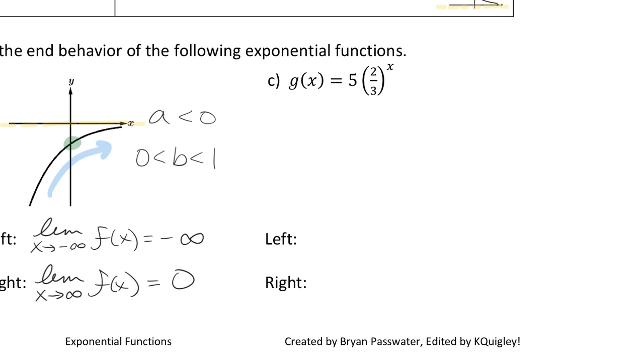Looking at this equation, what is the A value? 5. Is that greater than 0 or less than 0? Greater than 0. Okay, what's the B value? 230. Is that between 0 and 1 or bigger than 1? Between 0 and 1. So we should know, based on this, that our graph might look something like this. We have a y-intercept that is above the x-axis, and we have a decay shape.